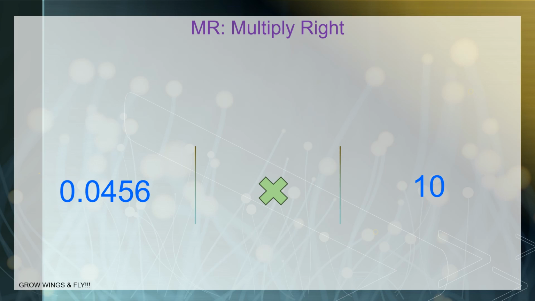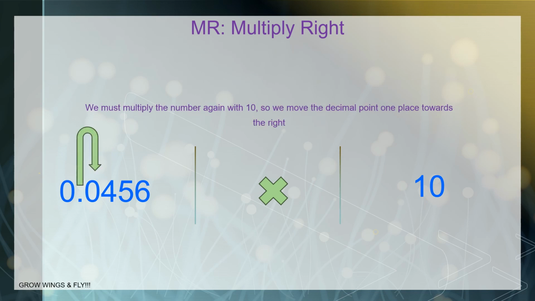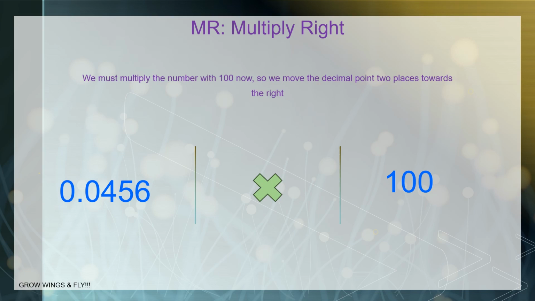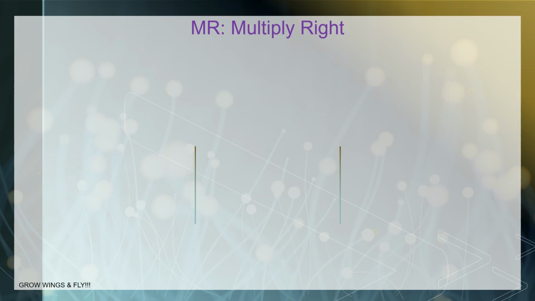0.0456 times that by 10. So according to the rule, Mr. Febby, I'm going to move the decimal point 1 place towards the right. So my answer is 0.456. Correct, Mr. Febby said. What about this one, Abel? Give it a try. According to the rule, there are 2 zeros in 100, so I move the decimal point 2 places towards the right, giving me the answer as 4.56. Absolutely correct, Mr. Febby said.